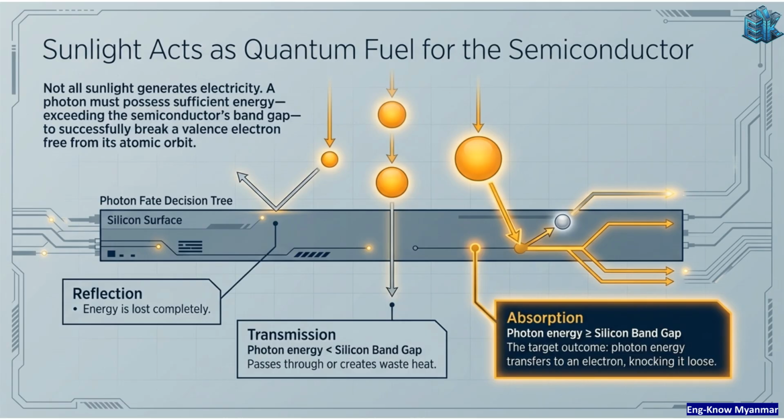Not all sunlight generates electricity. A photon must possess sufficient energy to exceed the semiconductor's band gap to successfully break a valence electron free from its atomic orbit. This process is called absorption.